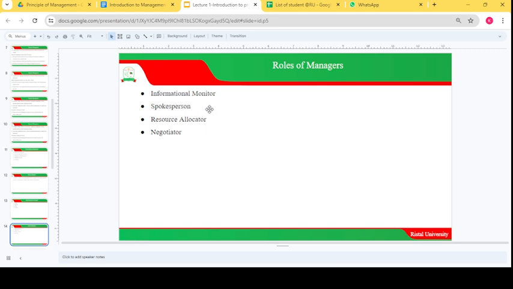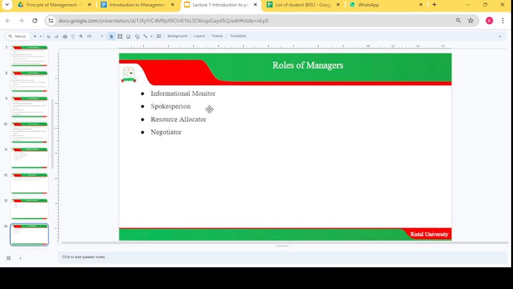Here he transmits information to outsiders through speeches. So he's supposed to be the spokesperson of the organization, where he represents the organization. When outsiders come, he's supposed to give a speech about the organization.